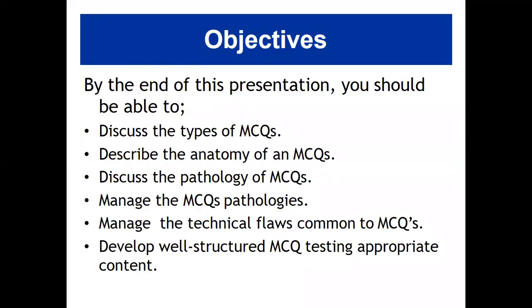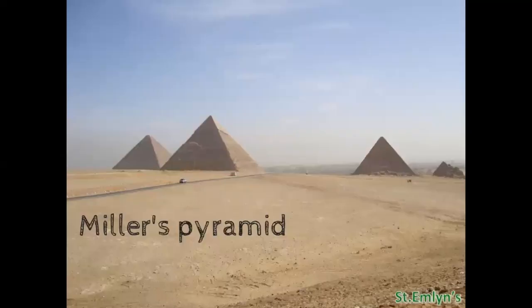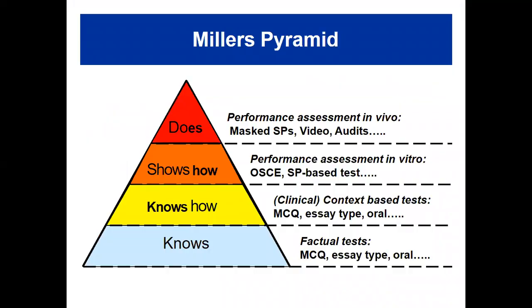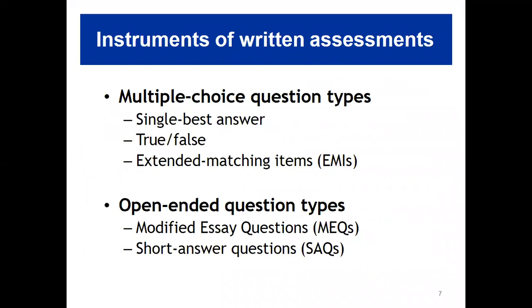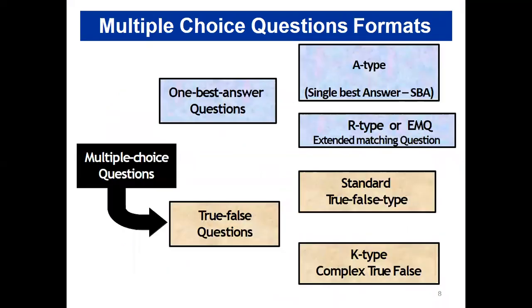In the start, we discussed the objective, then we had some discussion about Miller's pyramid, and then we discussed the different categories of the Miller pyramid and which category is actually assessed by MCQ. That is mostly the cognitive domain, the knows and the knows how. And then we discussed some different options used for assessing this type of domain, and then the different types of multiple choice question.